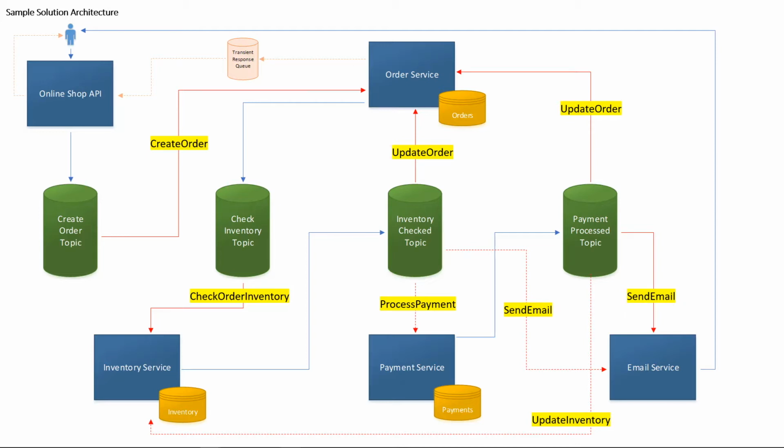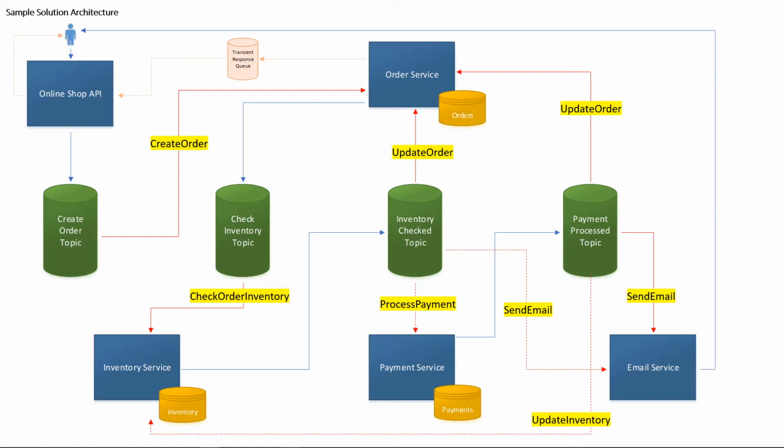So it's good to point out here that the subscription names have to be unique per topic. That's why we can have send email and send email again, because they belong to different topics.